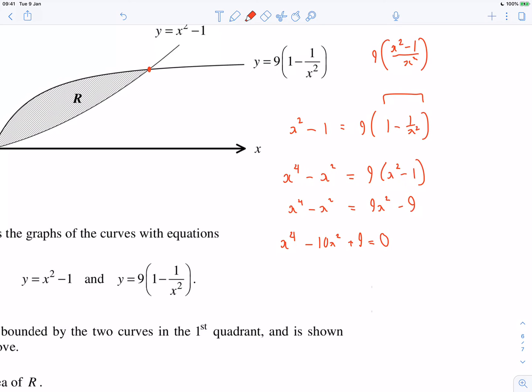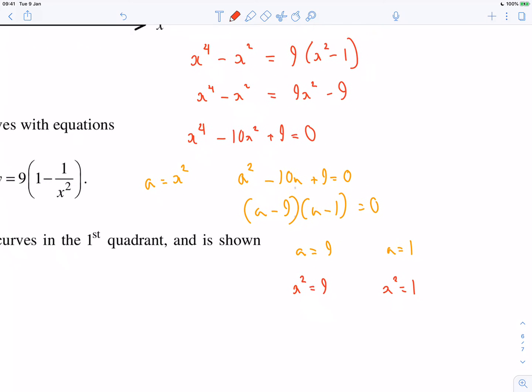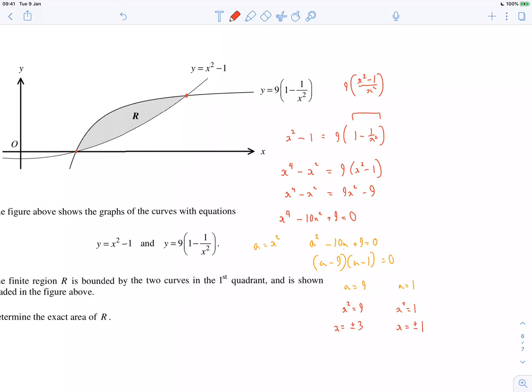And this looks horrible, but actually, in fact, this is a quadratic in disguise where you let a equal to x squared, and then this is going to be a squared minus 10a plus 9 equals 0, which is a minus 9 times a minus 1. And that's going to give that a equals 9 and a equals 1. And since a is x squared, that means x squared equals 9 or x squared equals 1. So that means x could be the positive or negative square root of 9, which is 3, or x could be the positive or negative square root of 1, which is plus or minus 1.